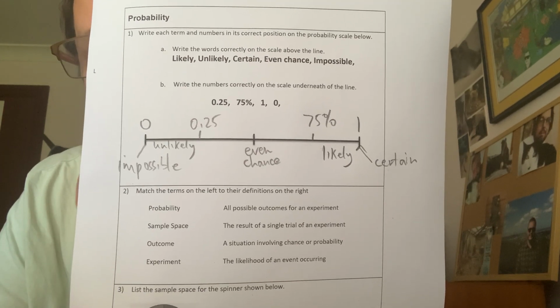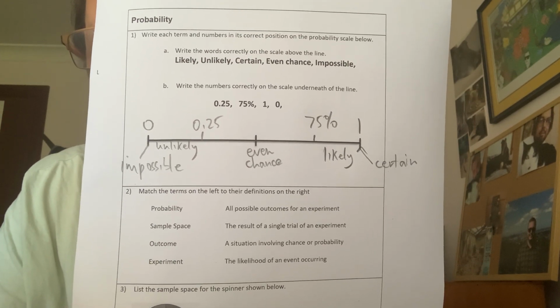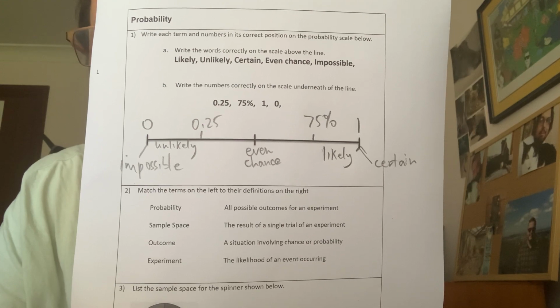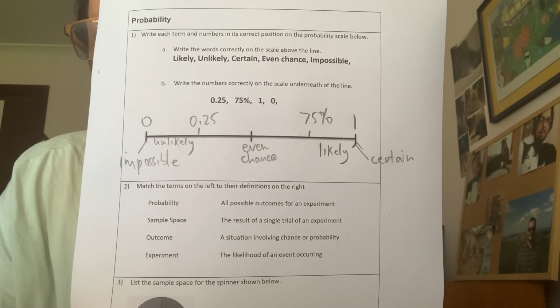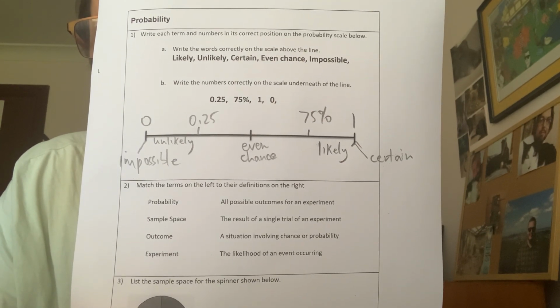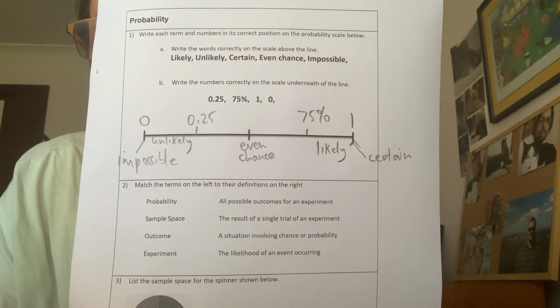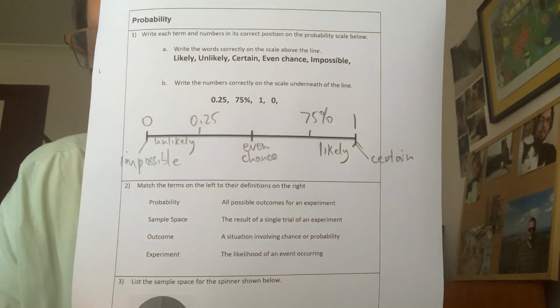Okay, even chance means 50-50. Okay, it's exactly 50% that it's going to happen, 50% that it isn't. So that's in the middle, okay? 0.25, well, we do that like a quarter of the way up the line. And 75%, we do that 3/4 of the way up the line to certain.